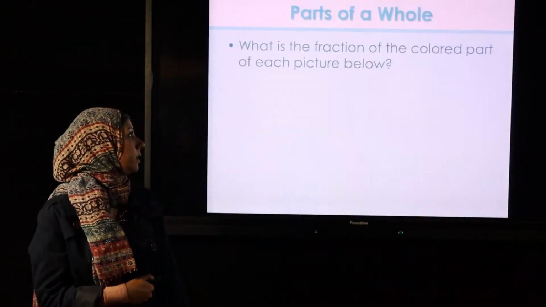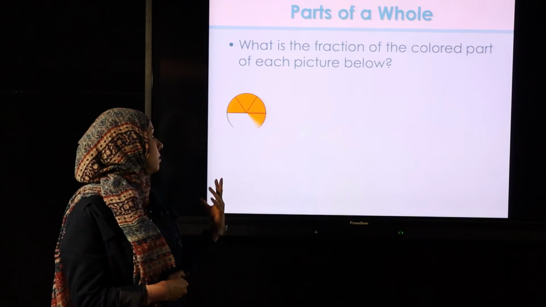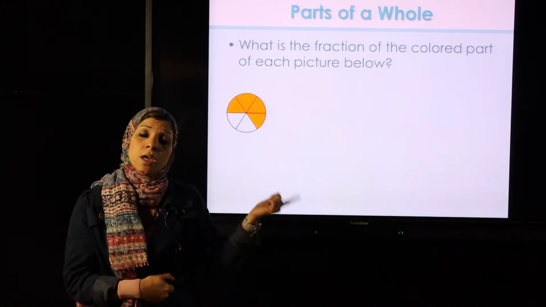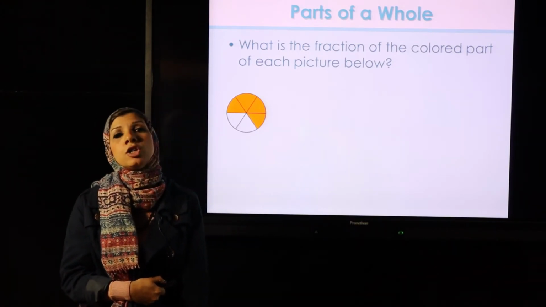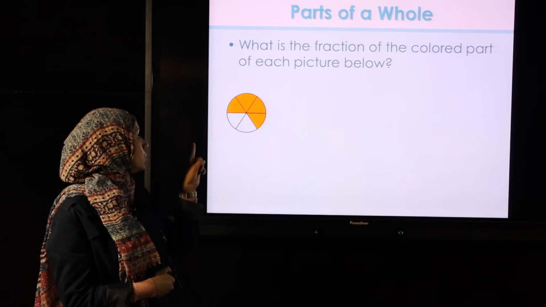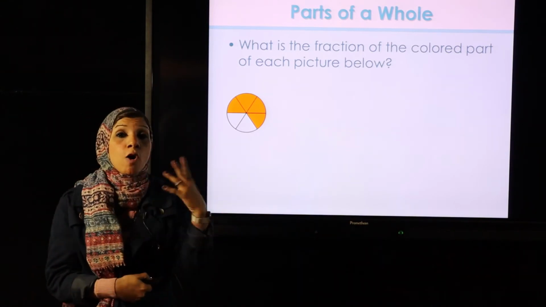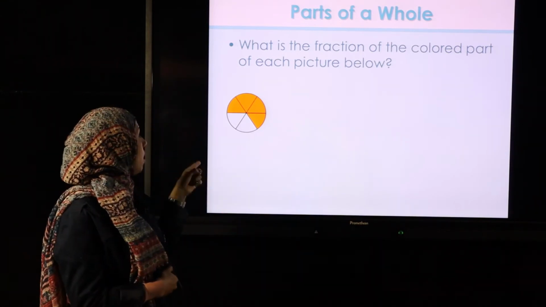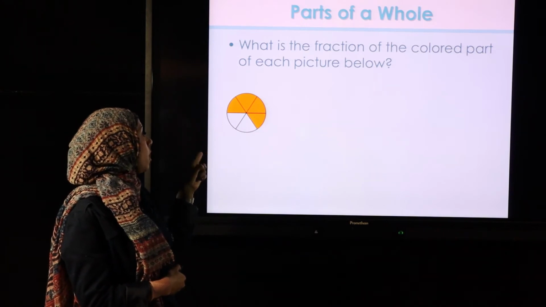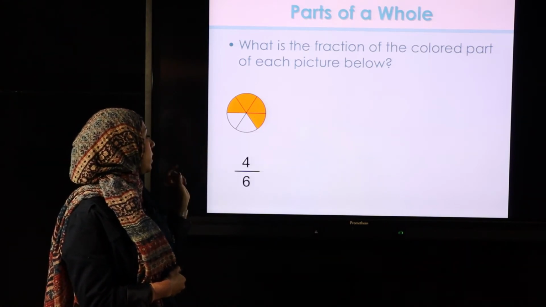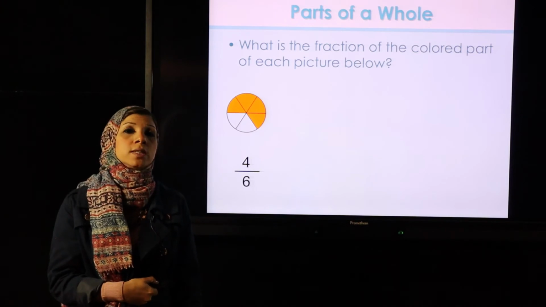We are going to continue our exercise. As we see, we have this figure. It asks me to write how many colored parts: 1, 2, 3, 4, of how many parts in the whole? 1, 2, 3, 4, 5, 6. So we can write 4/6.